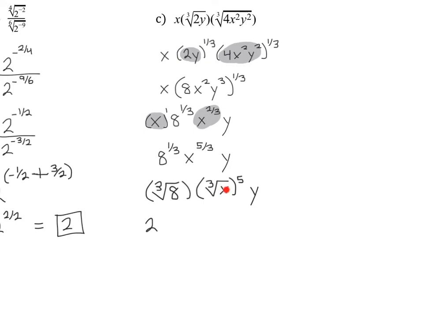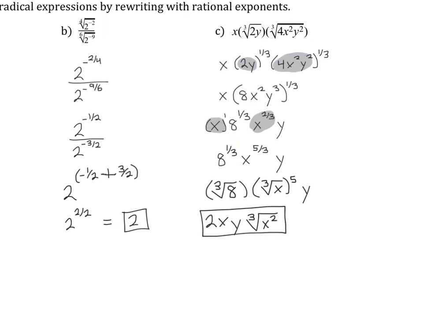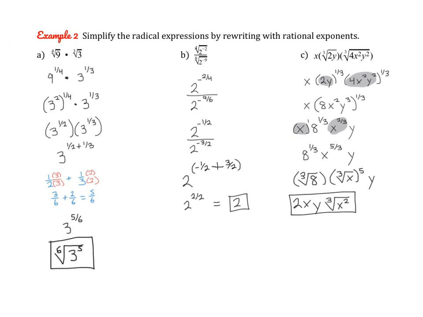Here, we can actually simplify this. 3 goes into 5 one time, so we have x, and then we have y. But notice when we have 3 going into 5, we still have 2 powers of x left over. So this is our most simplified answer. So again, there are different ways we could go about simplifying this, but this is one way we can do it by rewriting these with rational exponents.